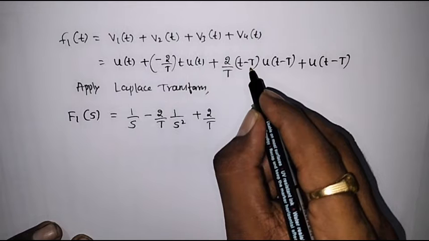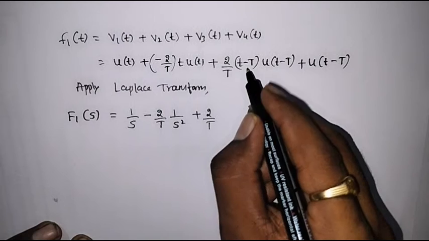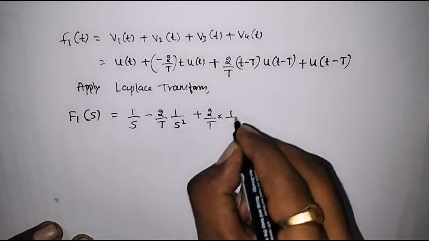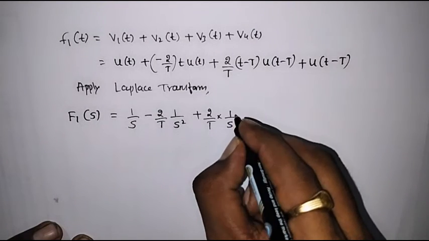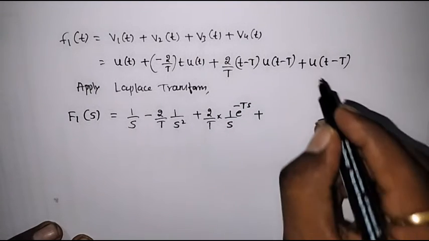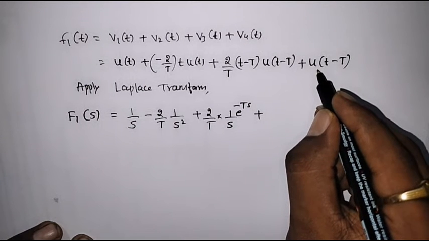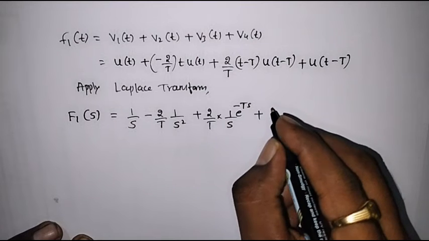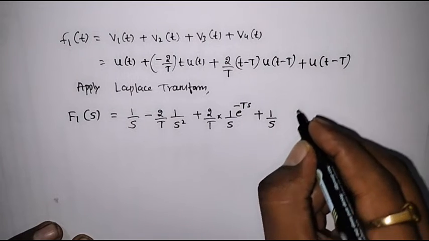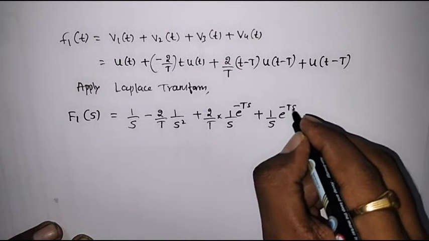Now (t minus T) u of t minus T is nothing but the Laplace transform of a shifted signal. This is a shifted ramp signal. The Laplace transform of the ramp signal is 1 by s square. It is shifted by unit T, so it should be multiplied with e raised to minus T into s. Plus this is the unit step signal begun at t equal to T. So it is a shifted step signal. The Laplace transform of the step signal is 1 over s. It is shifted by unit T, so it is supposed to be written as e raised to minus T into s.